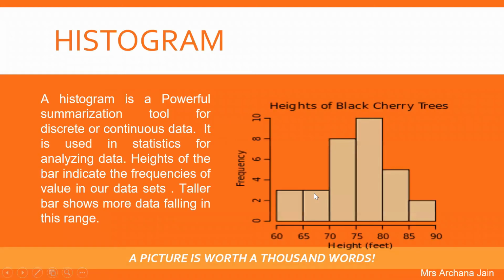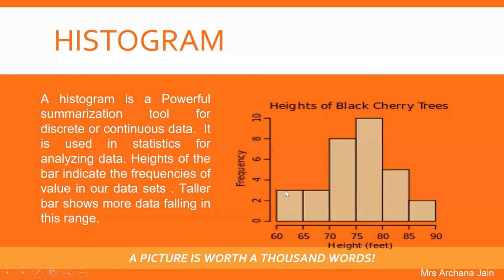Let us understand this. It is a powerful summarization tool for discrete and continuous data. It is used in statistics for analyzing data. The heights of the bars denote the frequencies of values in our data sets. The taller the bar, the more data falls in that particular range. See the height in the category of 60 to 65, the number is 3. It means the frequency is 3.